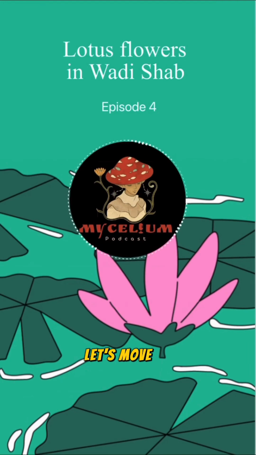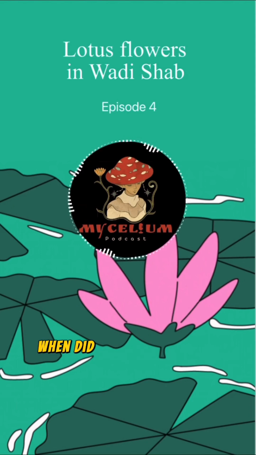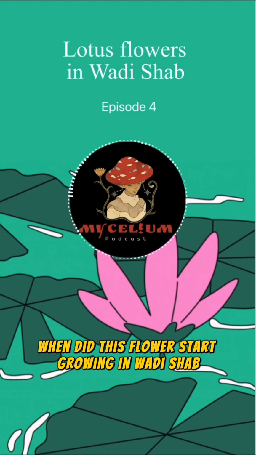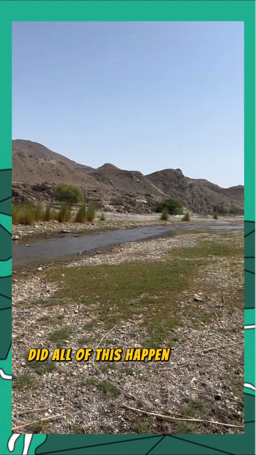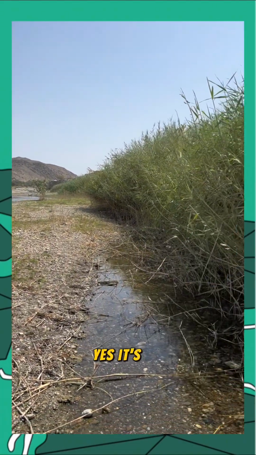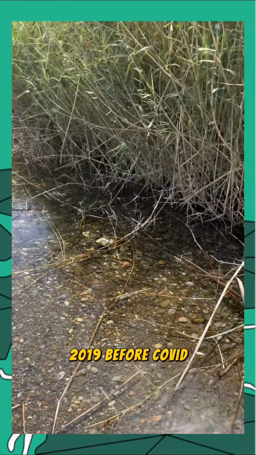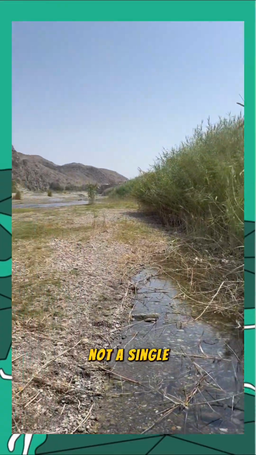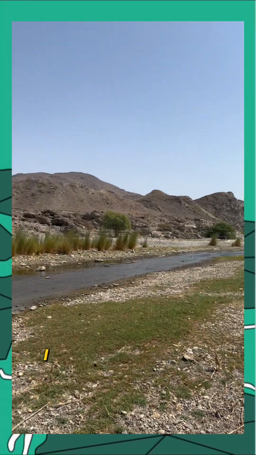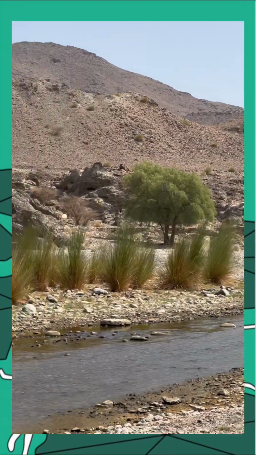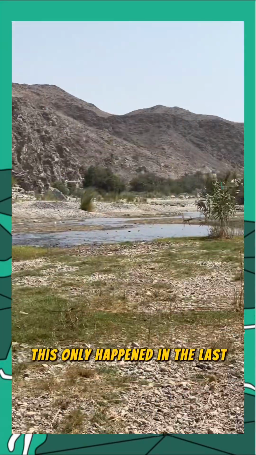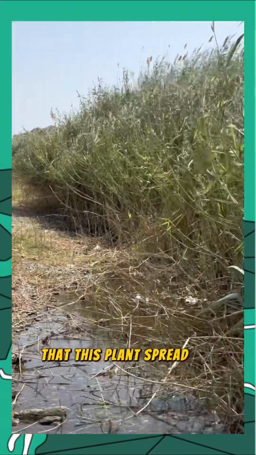Yes. Well, let's move on to the other questions. When did all this start? I mean, when did this flower start growing in Wadi Shab? Did all of this happen recently? Yes, it all happened recently. I was there in 2019 before COVID, and there was not a single lotus there. I took pictures as always, and it was only in the last 3 years that this plant spread.